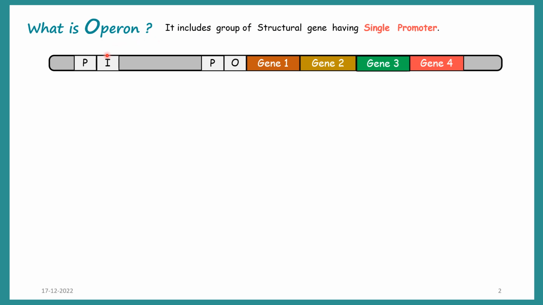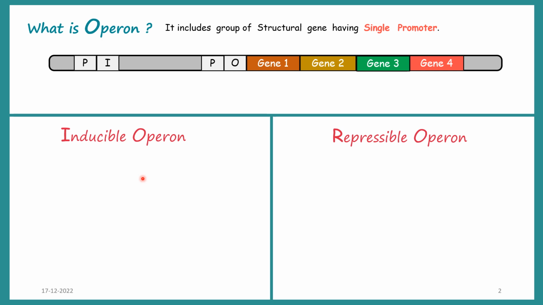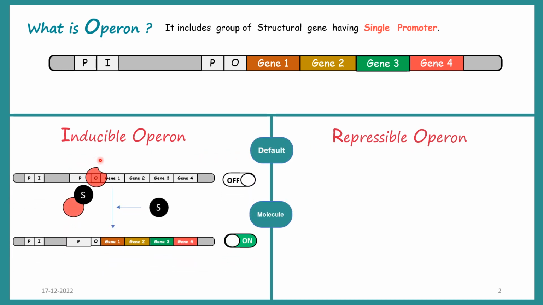So now operon has two types. First is an inducible operon and the second is a repressible operon. In inducible operon, the operon is by default in switch off condition. But when a signal molecule comes, this signal molecule is going to bind the repressor protein, and this repressor protein is getting deactivated and removed from the operator. And finally, this operon is getting switched on.